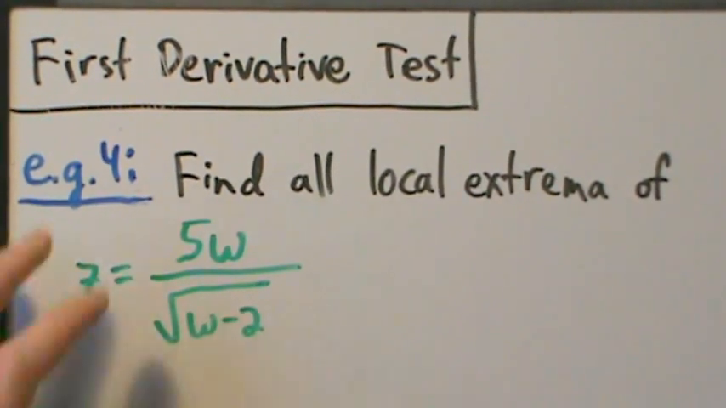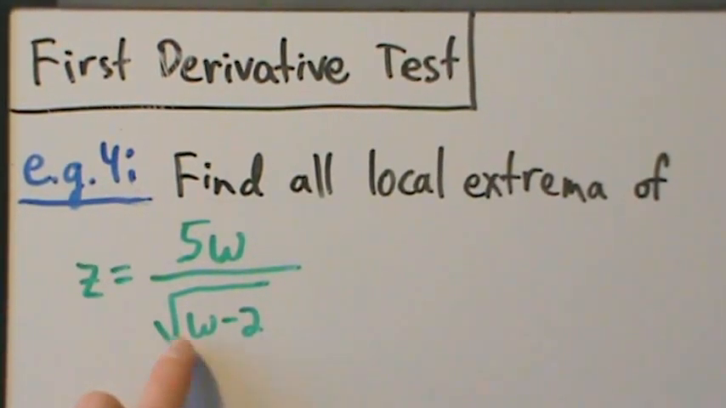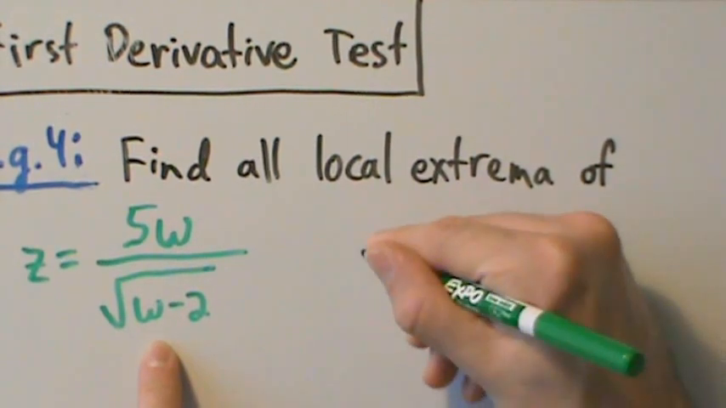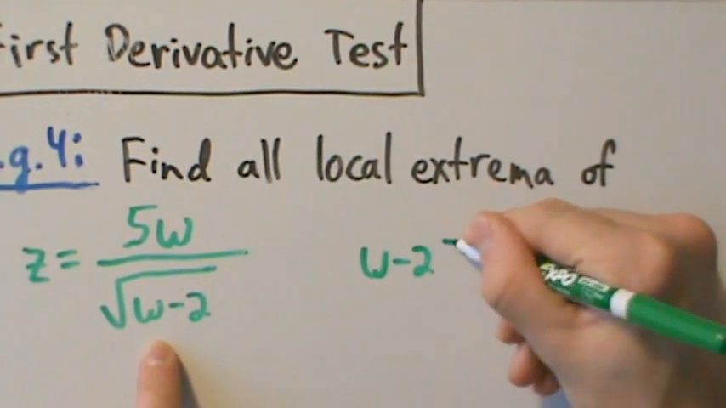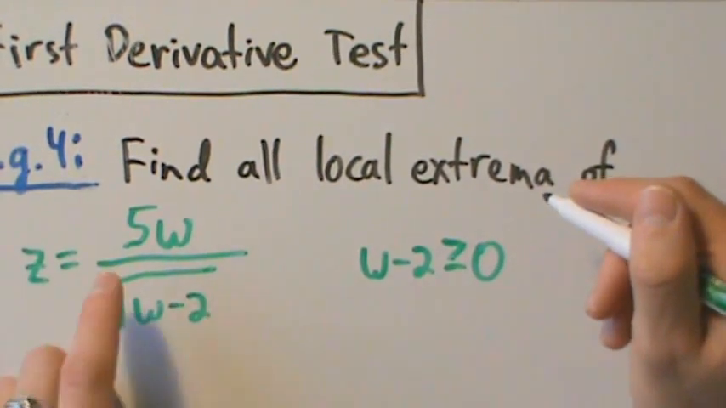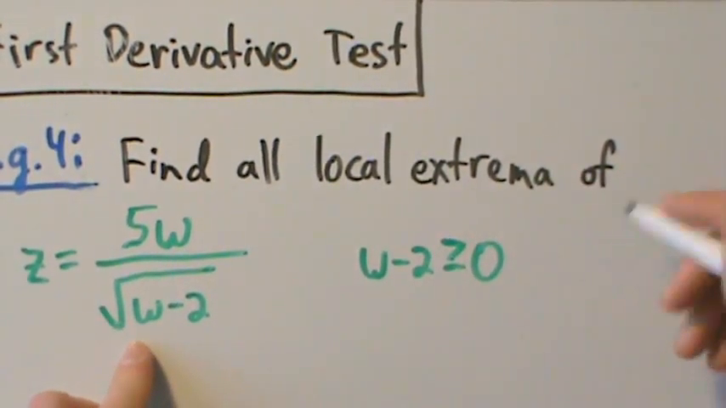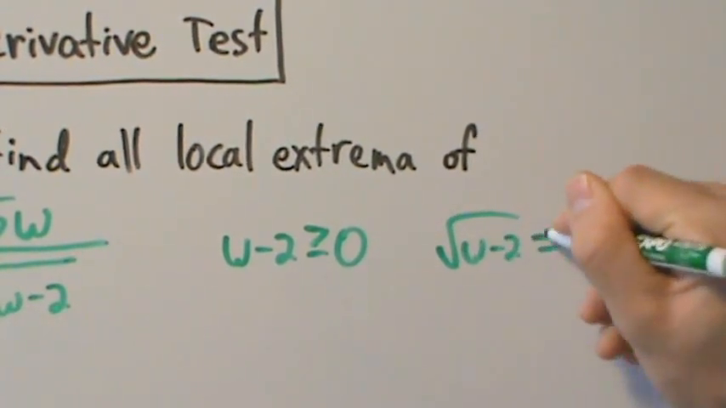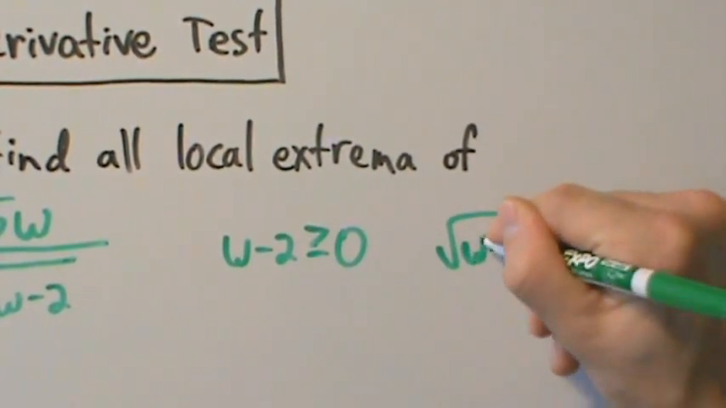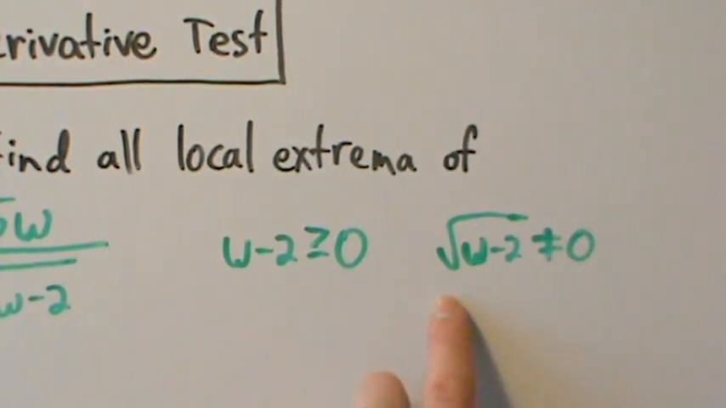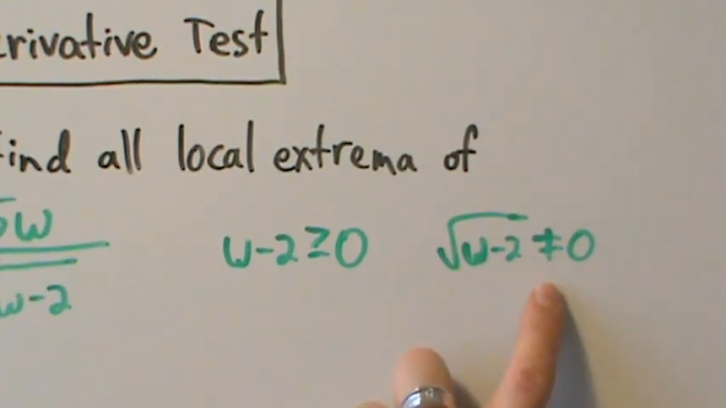But we are dividing, so we have a denominator, and we also have a square root. So here, w minus 2 is inside of the square root, so w minus 2 has to be greater than or equal to 0. But also, we're dividing by the square root of w minus 2, so anything we divide by can't be 0. This sits inside of a square root, so it has to be greater than or equal to 0. This whole thing is in a denominator, so it has to be not equal to 0.